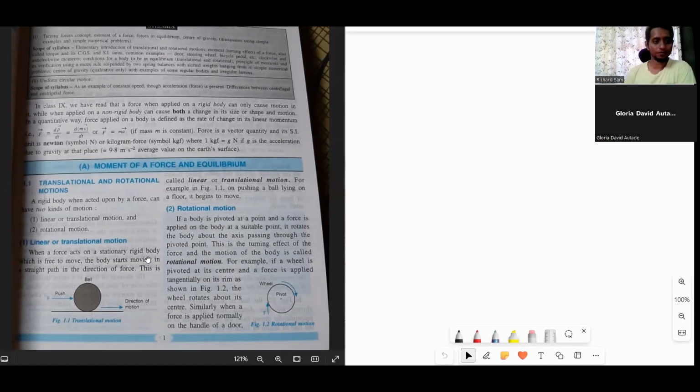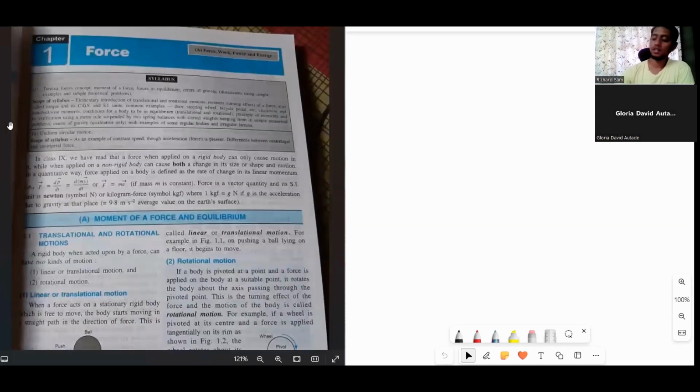All right, so this chapter, force. In the previous years, in ninth and all, you learned about the force formula, which is force is equal to mass into acceleration. You're familiar with this formula, right? What does this explain about force? For a force to be produced, there has to be two things, two quantities. There has to be mass and there has to be an acceleration.